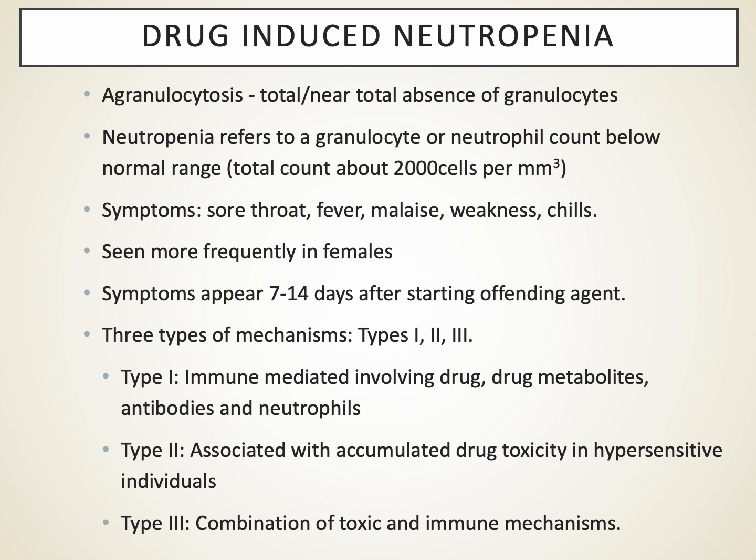Typically, you want to monitor those folks very carefully in that window of time, 4 to 14 days post-chemo or post an agent that's known to cause neutropenia. There can be different mechanisms, types 1, 2, and 3. We'll briefly go through these, but don't worry too much about the detail here. Just have an appreciation for these mechanisms as they happen.